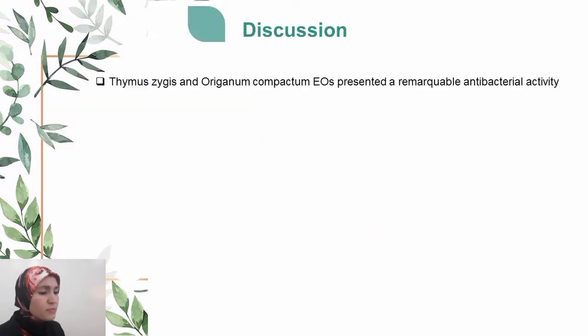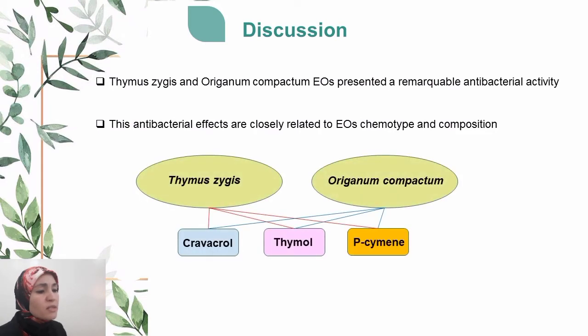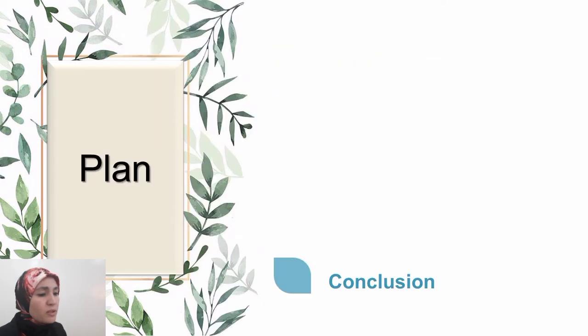Moving to the discussion part, we notice that Thymus zygis and Origanum compactum essential oils presented a remarkable antibacterial activity. These antibacterial effects are closely related to essential oils' chemotype and composition, and in the literature, Thymus zygis and Origanum compactum essential oils have three main components in different concentrations: carvacrol, thymol, and p-cymene. And the difference in antibacterial effect of these oils is due to the difference in the percentage of each component and also to the synergy between the components.